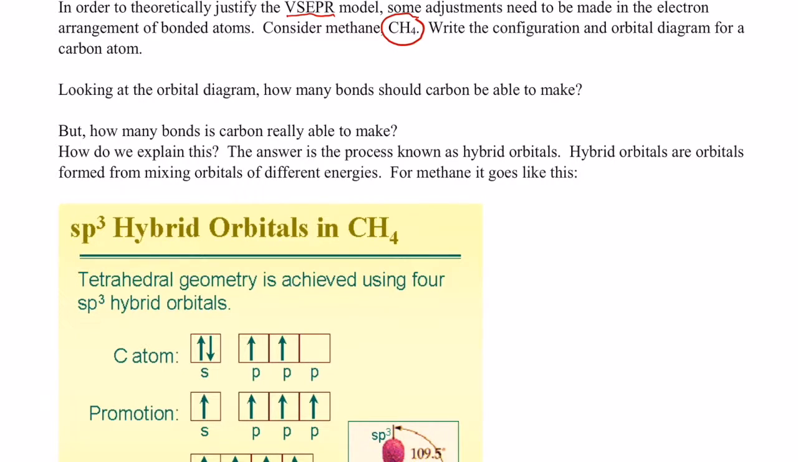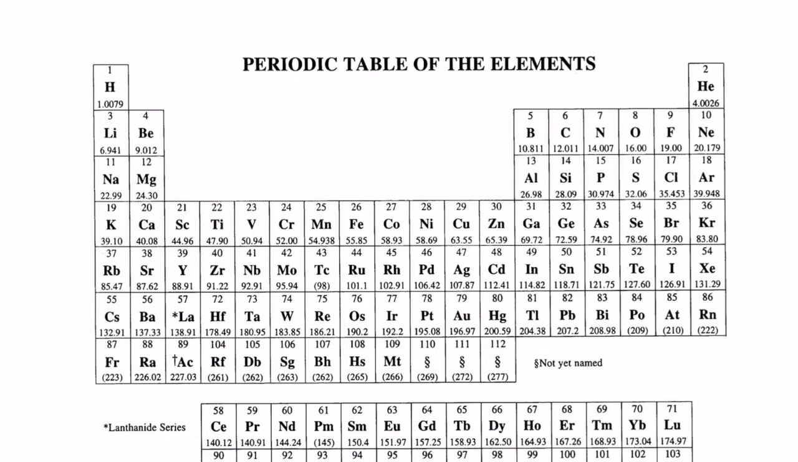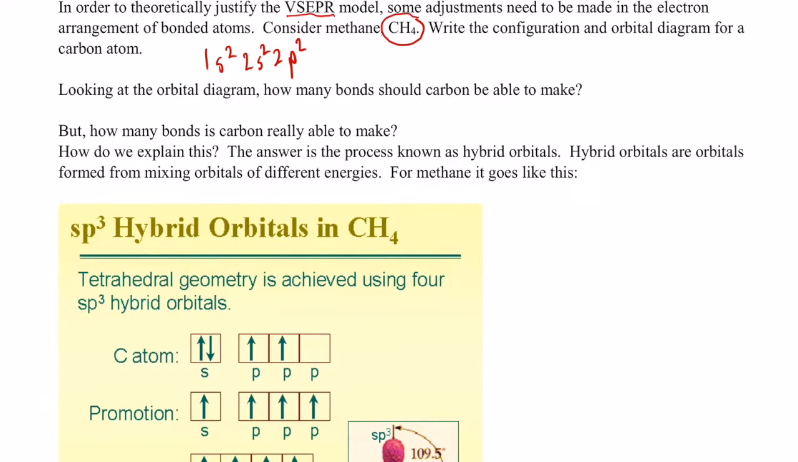If we write the configuration and orbital diagram for a carbon atom, if you remember, we end up with this: 1s2, 2s2, 2p, and let's just check our periodic table again. Looks like it's 2 into the 2p, so 2p2. The orbital diagram, and let's just worry about the valence electrons, folks, would be my 2s sublevel with 2 electrons, and my 2p sublevel with also 2 electrons, but they're in separate orbitals.